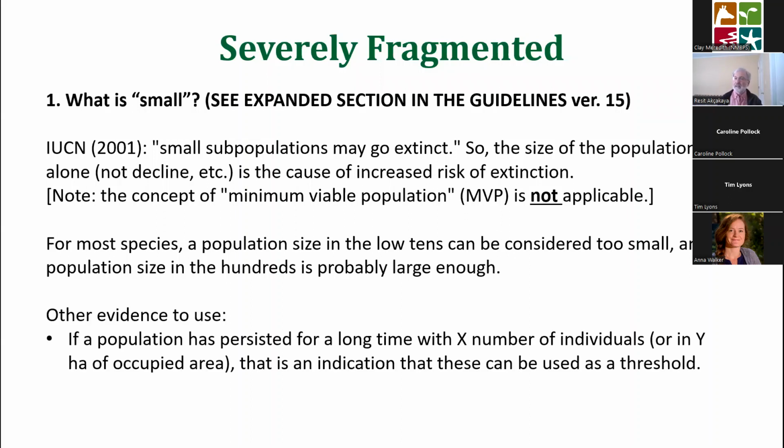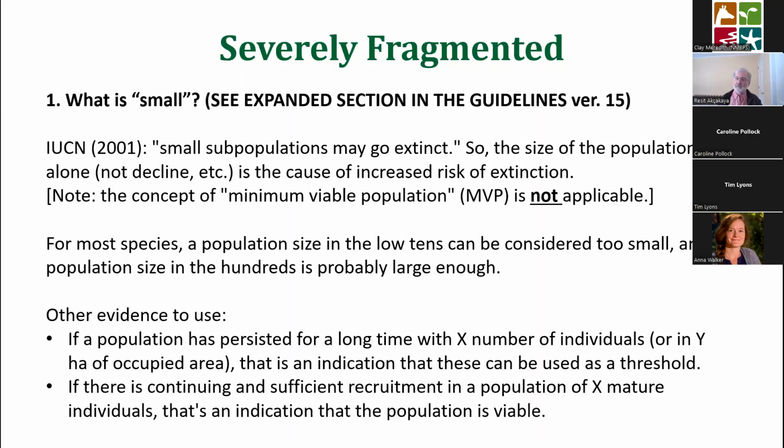Now, what type of evidence do you use to determine this? So one type of evidence is that if a population has persisted for a long time with X number of individuals or in Y hectares of occupied area, then that's an indication that you can use those as thresholds at which the population is considered not small, right? It's considered viable because it has persisted at that level for a long time. You can also look at population processes such as reproduction. If there's continued and sufficient recruitment or production of new offspring in a population of X mature individuals, then you can say that's probably an indication that X is a sufficient number for considering that population to be viable.